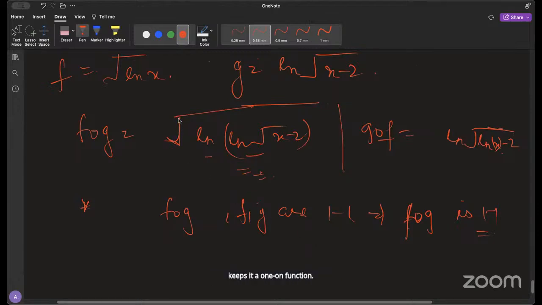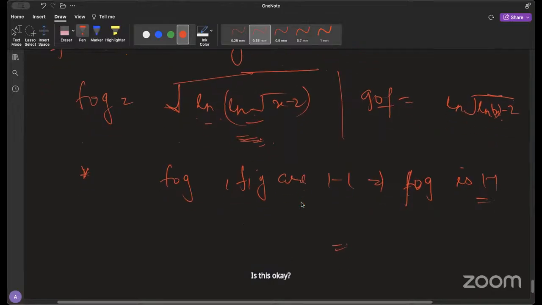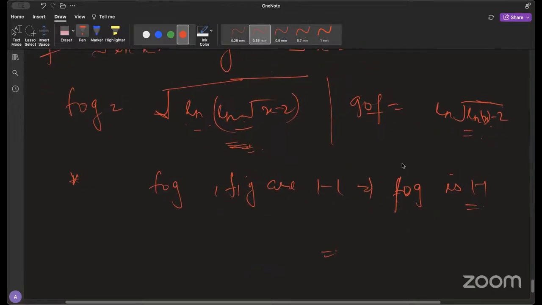You can consider this to be another composition. So this is a composition. You could have considered it the composition of three functions. Root x is also one of them, and root x is also a one-one function. So it's a composition of three functions, and all of them are one-one. That's why this whole thing is one-one. Is this okay? Same goes here.